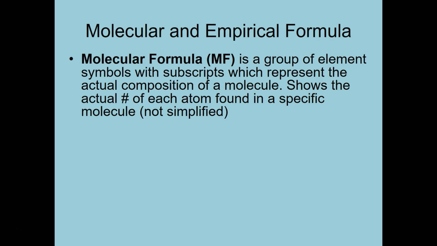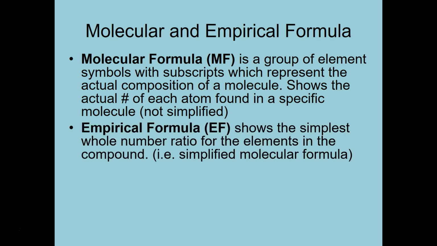So you could have C6H12O6. Those are all divisible by 6 technically, but we want to know the actual composition. Meanwhile, the empirical formula, abbreviated EF, shows the simplest whole number ratio for those elements in a compound. So it's just essentially the simplified version of the molecular formula. So C6H12O6 just would become CH2O because we're simplifying it down.